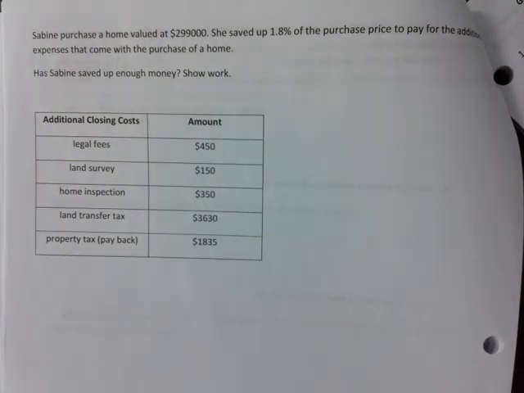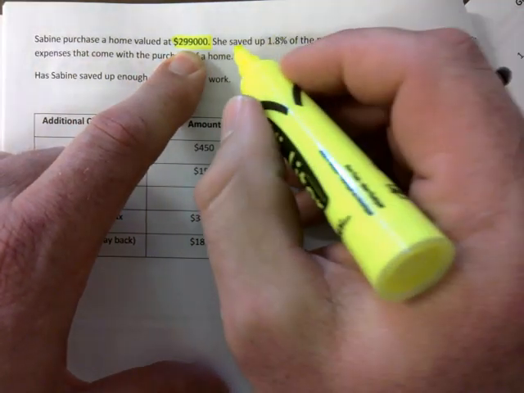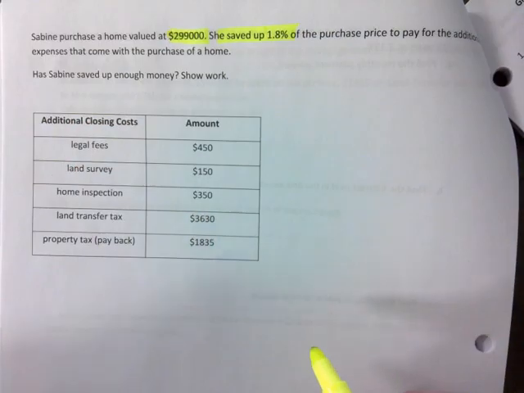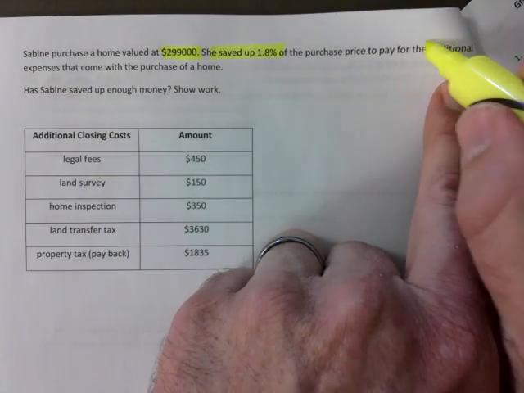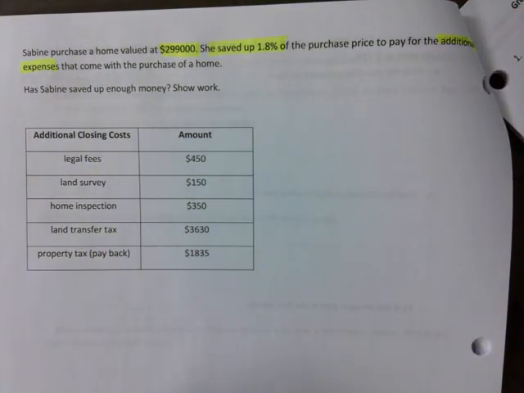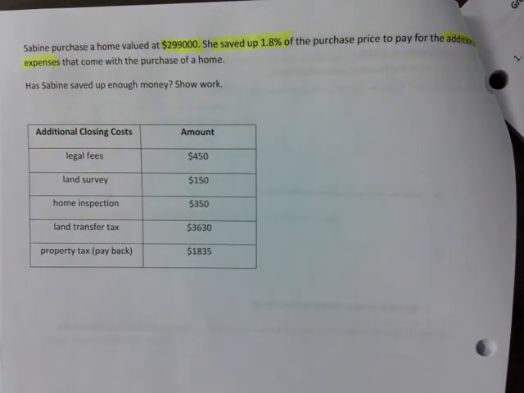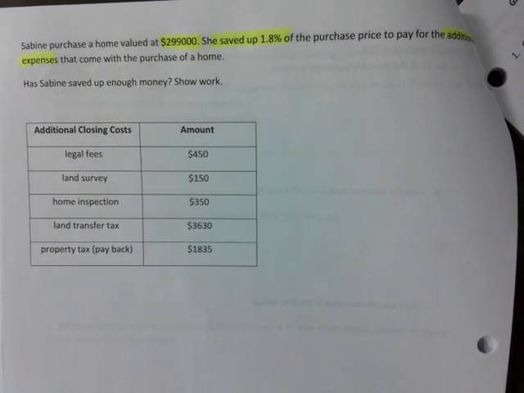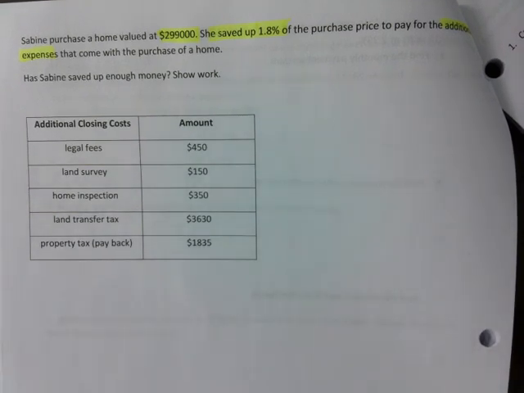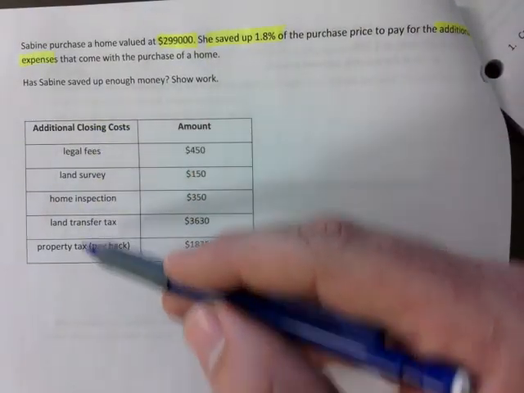Sabine purchased a home valued at $299,000. That's the value of the home. She saved up 1.8% of the purchase price for any additional expenses. Has Sabine saved up enough money? Show your work. This is a 2-mark question, I'm not going to lie, right? This is 2 marks associated here. So what would you have to do here? Naturally, these are any additional costs that are coming her way.